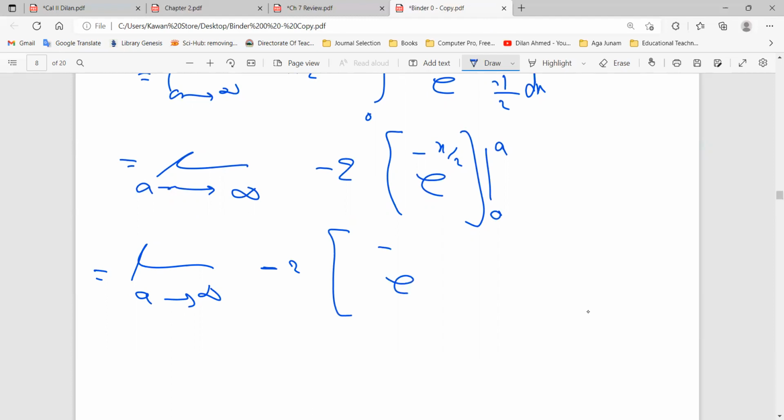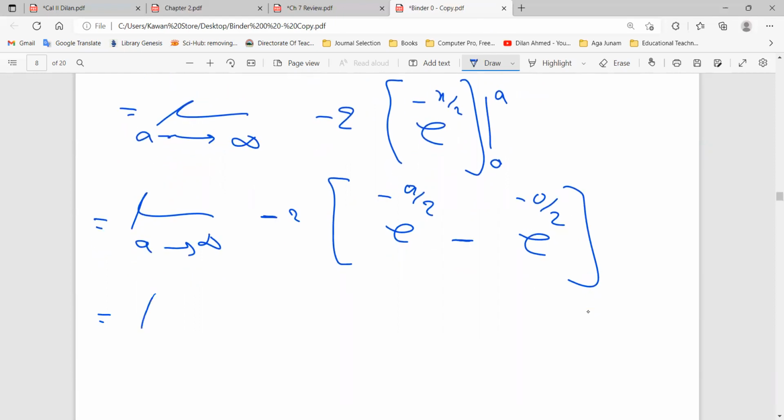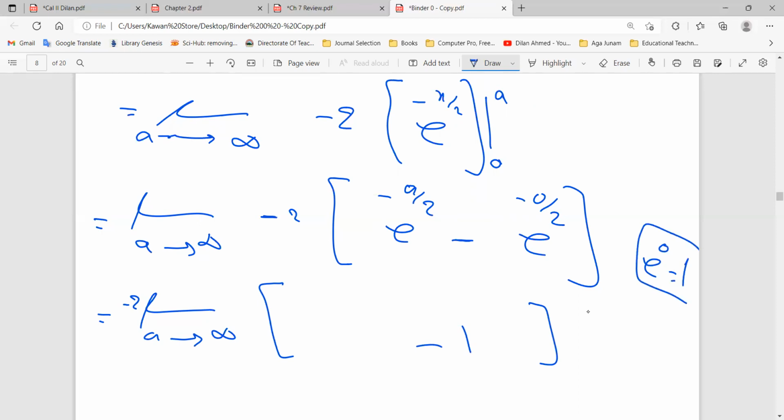So e to the power minus a over 2 minus e to the power minus 0 over 2. Am I right? Upper limit, upper boundary, lower boundary. As a approaches infinity, let that minus 2 be here. So tell me about e to the power 0: it is equal to 1. So here we are.